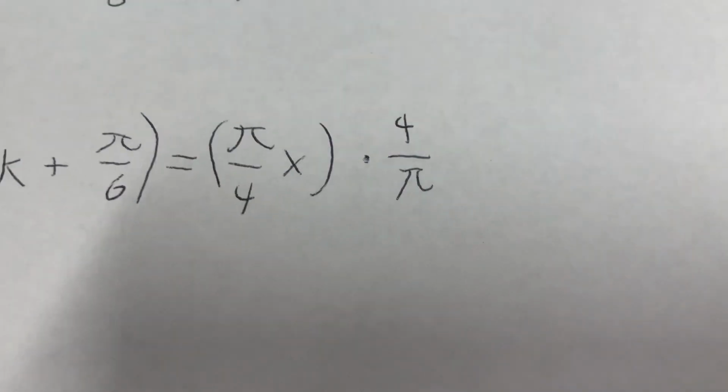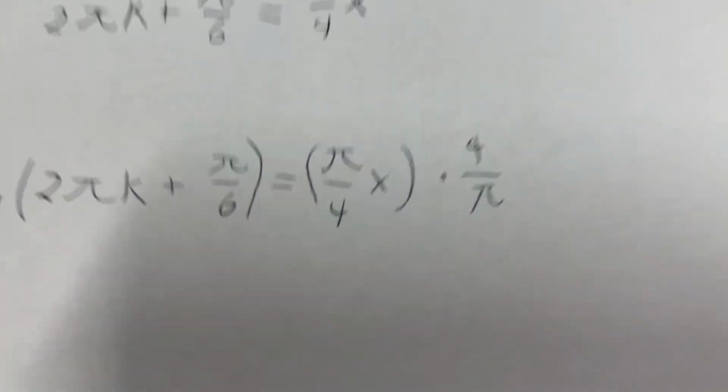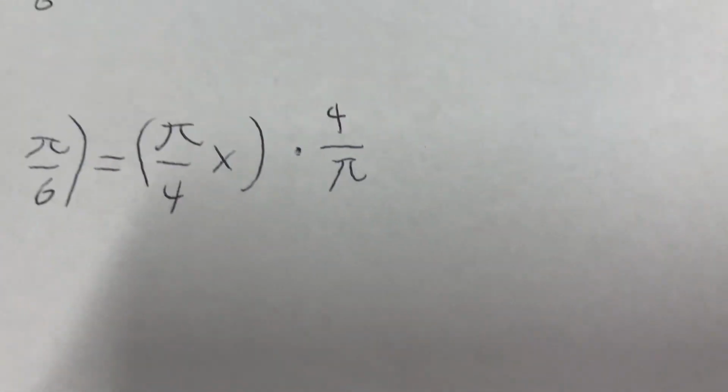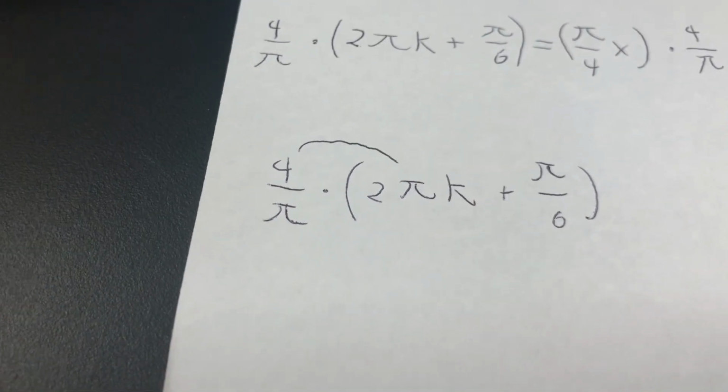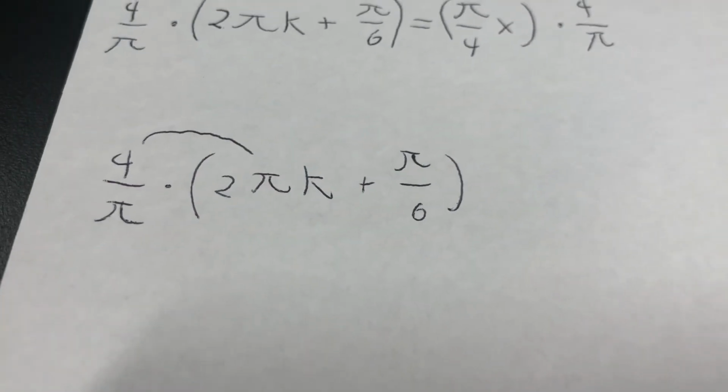To get the x alone, we've got to reverse the numerator and denominator and multiply it. So you're going to take this 4 pi and throw that into the 2 pi k.